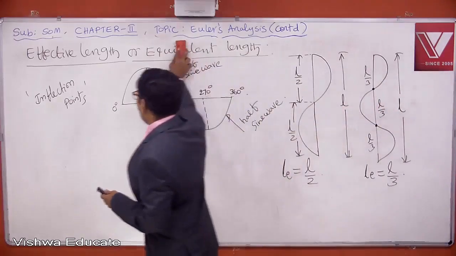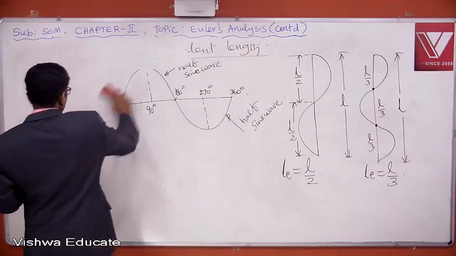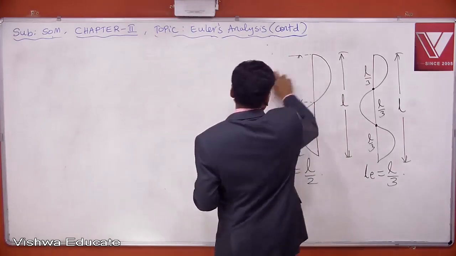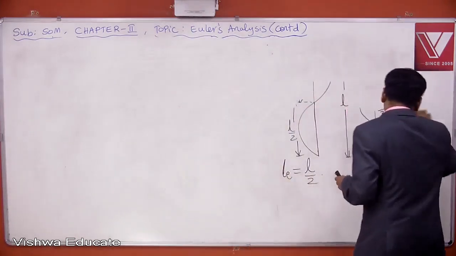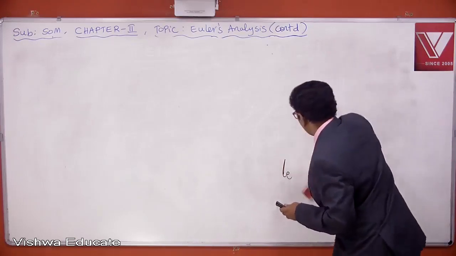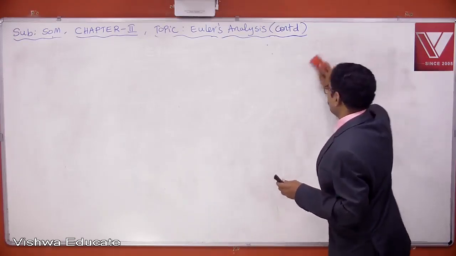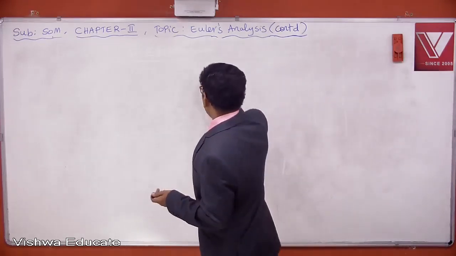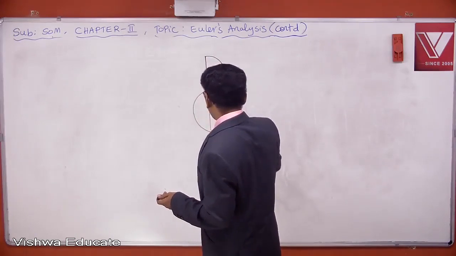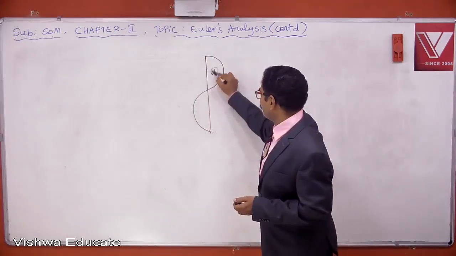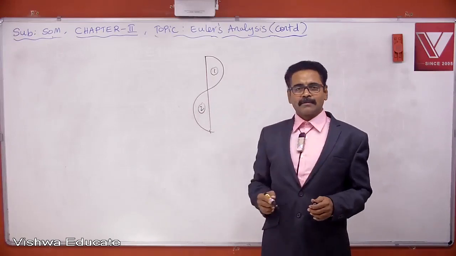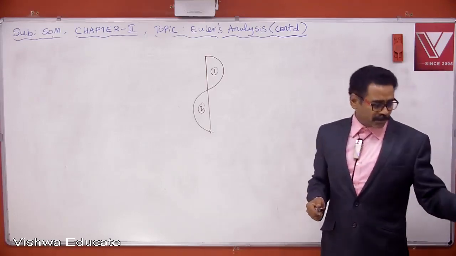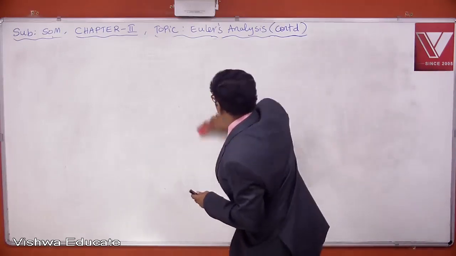It is length of bow. B-O-W, bow. The bow is almost in the shape of sine wave. So that is why some scientists have defined like that. Length of bow. So in this column, how many bows are there? First bow, second bow. Length of each bow is effective length. So this is regarding effective length.